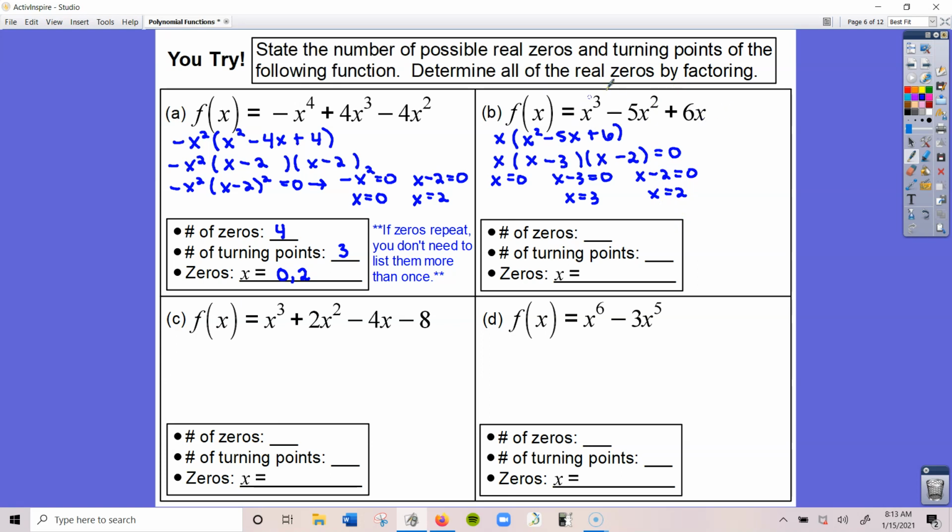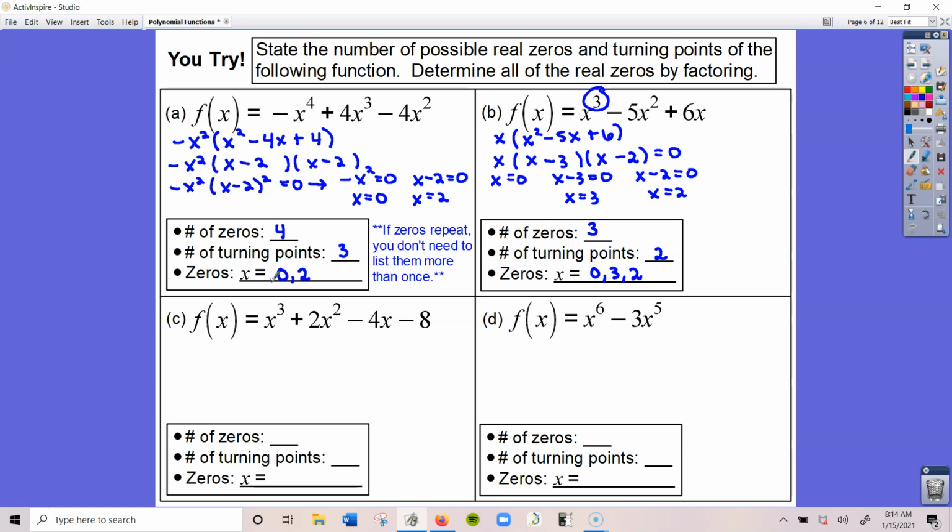So based on the equation here, since my degree is 3, that means I'm going to have 3 zeros. Meaning that for the number of turning points, it's always 1 less, so we would have at most 2 turning points. And my actual zeros are the 3 that I just solved for, which are 0, 3, and 2.